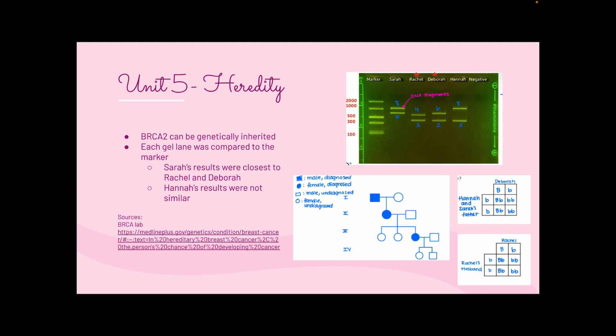If you look at my Punnett squares, Deborah had the dominant allele for breast cancer, while Hannah and Sarah's father had two recessive alleles. Based off of their cross results, 50% of their offspring would have the dominant allele for breast cancer, and 50% would have the homozygous recessive allele. So it's likely that Rachel and Hannah could have the dominant allele for breast cancer, and Sarah has the homozygous recessive.